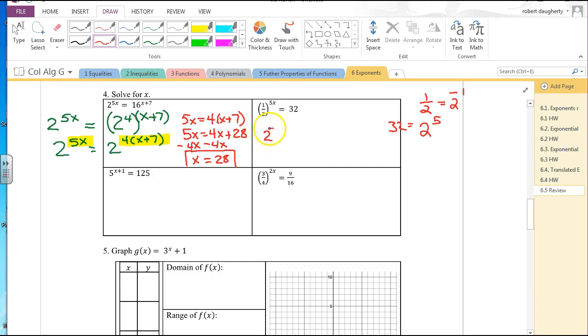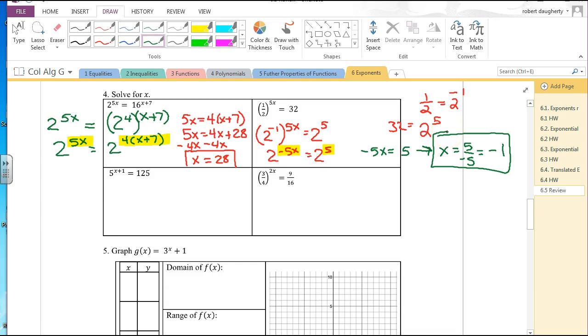So this is (2^-1)^(5x) = 2^5, or 2^(-5x) = 2^5. Now I have the same number on both sides of my equation raised to an exponent. That means that these exponents have to be equal. So I know that -5x = 5, or x = 5 over -5, or -1. So x is equal to -1.